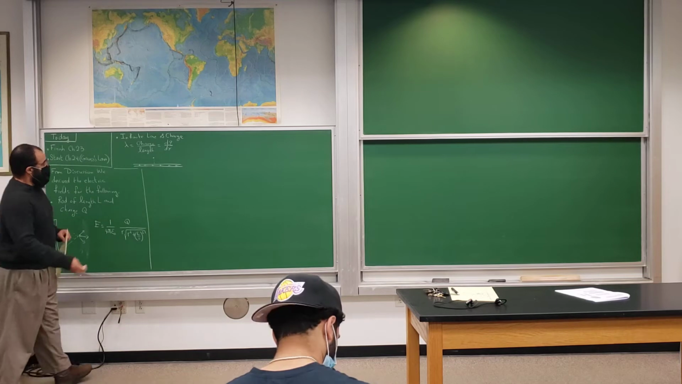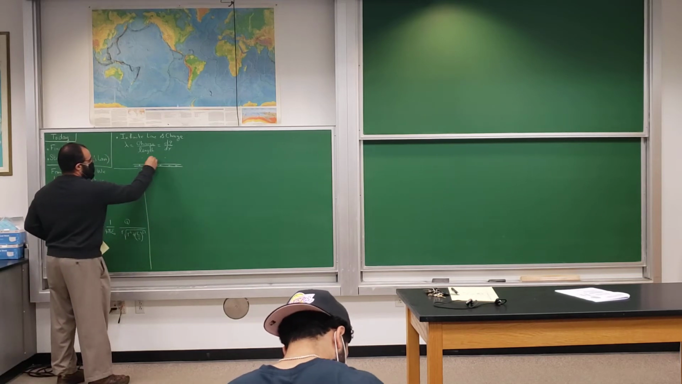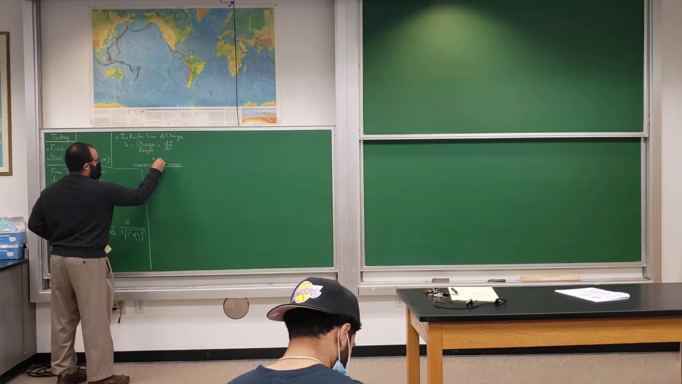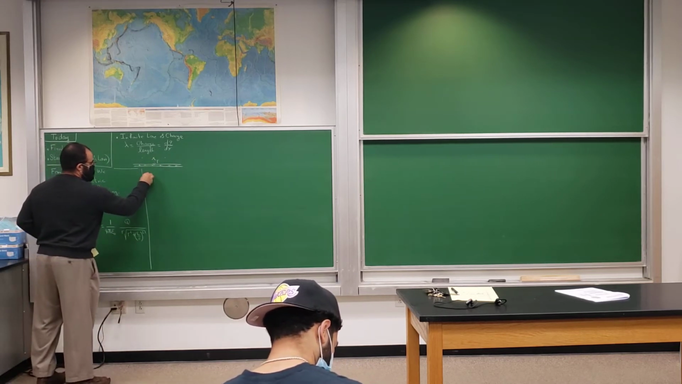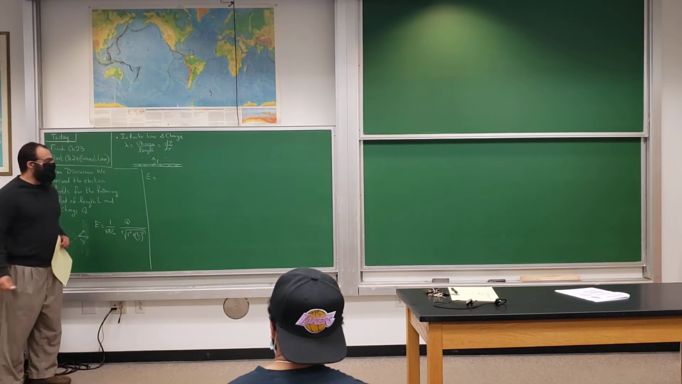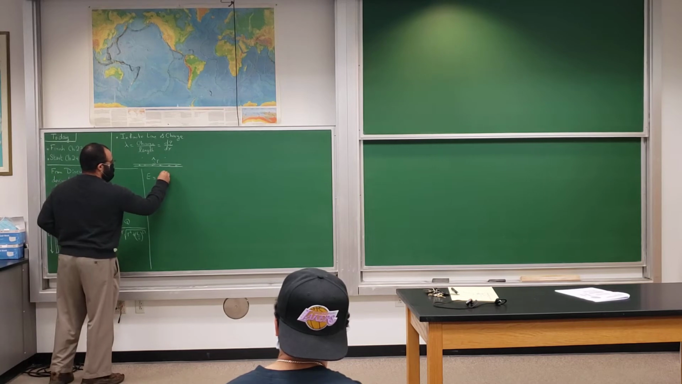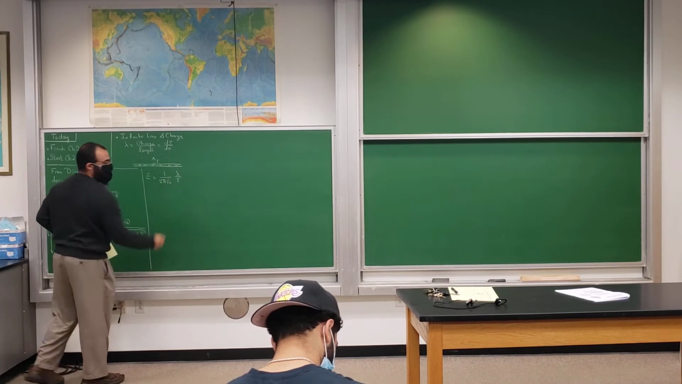So anywhere you stand, whether you're here or here or here, as long as you're a distance r away, what is the electric field? Well, it turns out to be E. Does anybody have it memorized? No. Okay. It's 1 over 2 pi epsilon naught, lambda over r. That's the result.